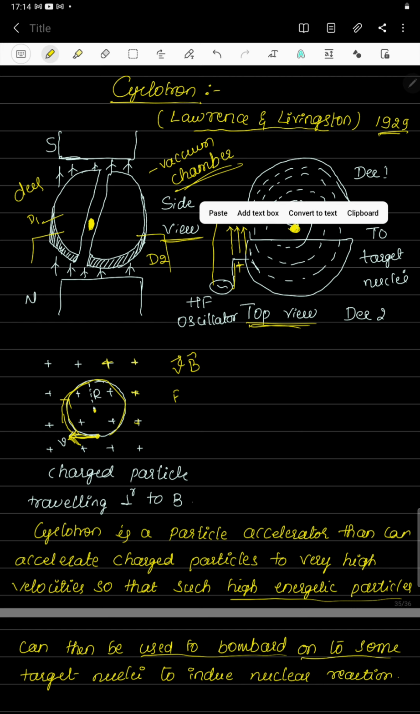So in the space between them, the charged particle is going to accelerate. Like this, the charged particle will be accelerated as D1 is at negative potential. Inside the D's, there will not be any acceleration. The velocity remains constant. So when the charged particle enters D1, its velocity is not going to change. It moves with constant velocity. Since there is the magnetic field acting on this D, the path followed by the charged particle will be a circular path. Inside the D, the charged particle follows this semicircular path.